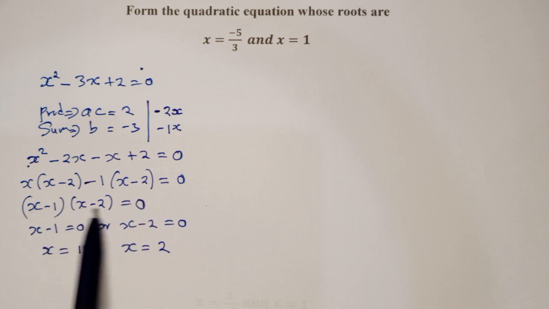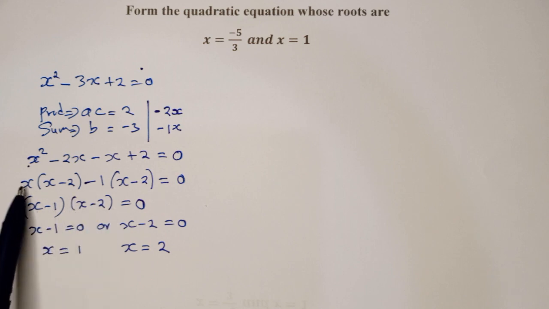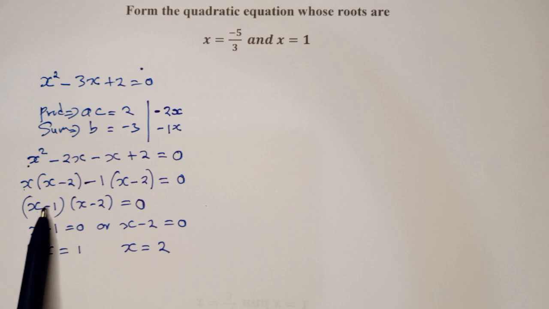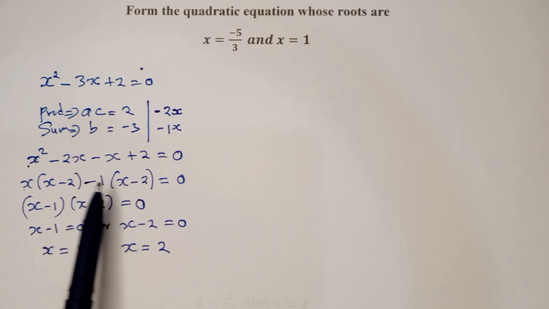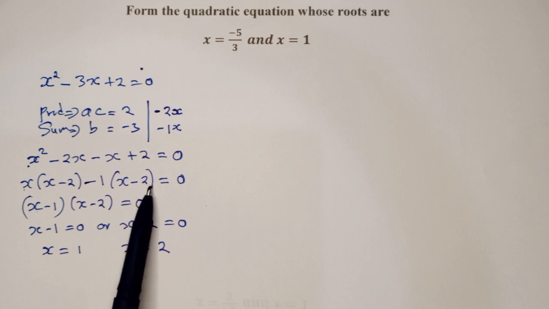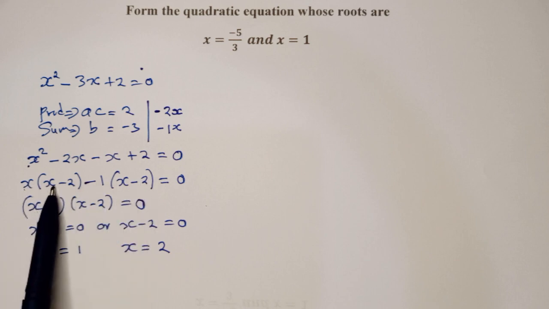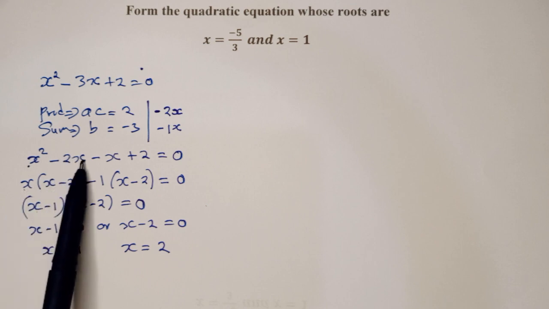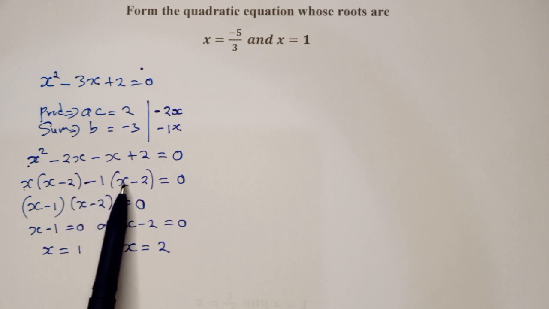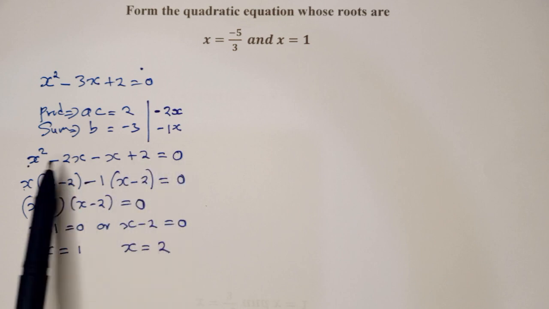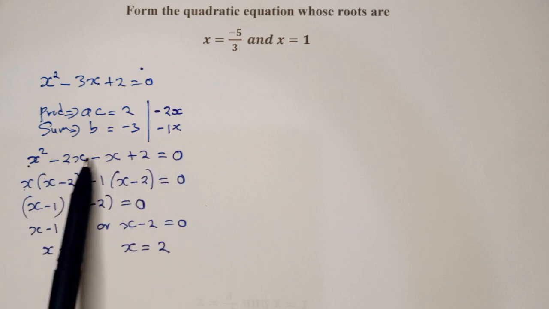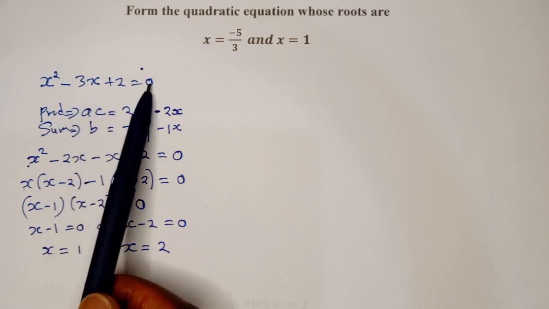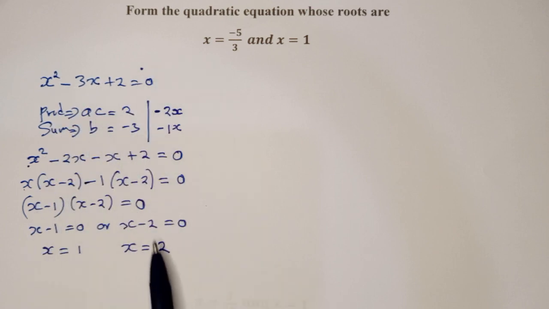Then now you expand this. This x you multiply by everything inside this bracket, x multiplied by x minus 2. Then this negative 1 you multiply by everything in this bracket, so we have negative 1 into x minus 2. If you simplify, x times x is x squared. Then x times negative 2 is negative 2x. Then negative 1 times x is negative x. Negative 1 times negative 2 is positive 2, equals 0. When you add negative 2x minus x, you get negative 3x plus 2. So we have done the reverse. When you have the roots, you can do the reverse.